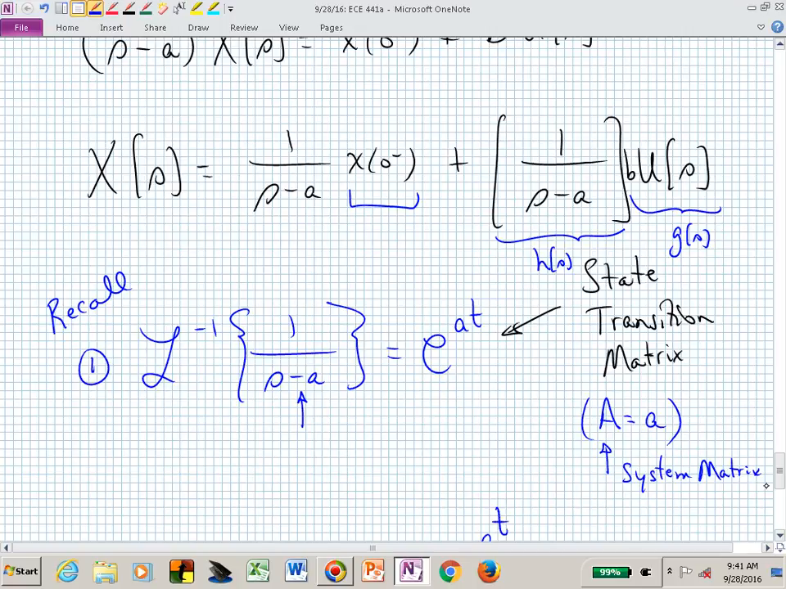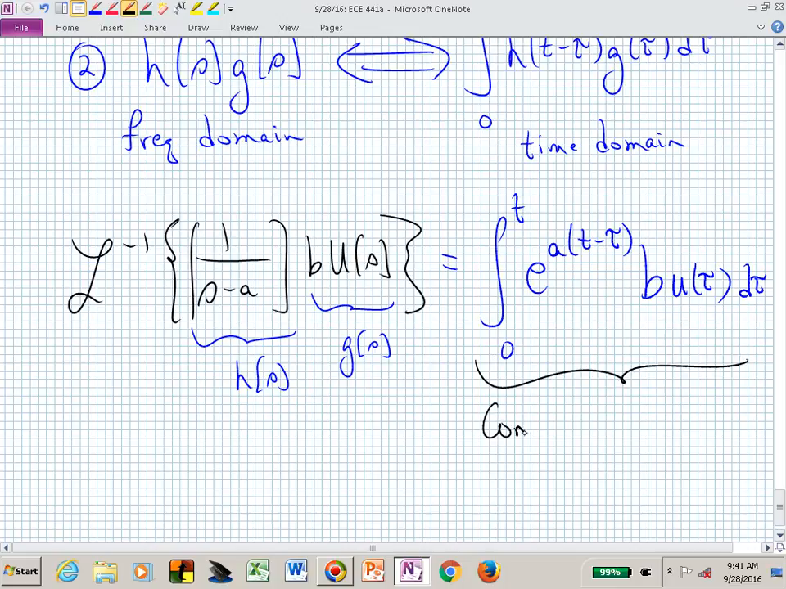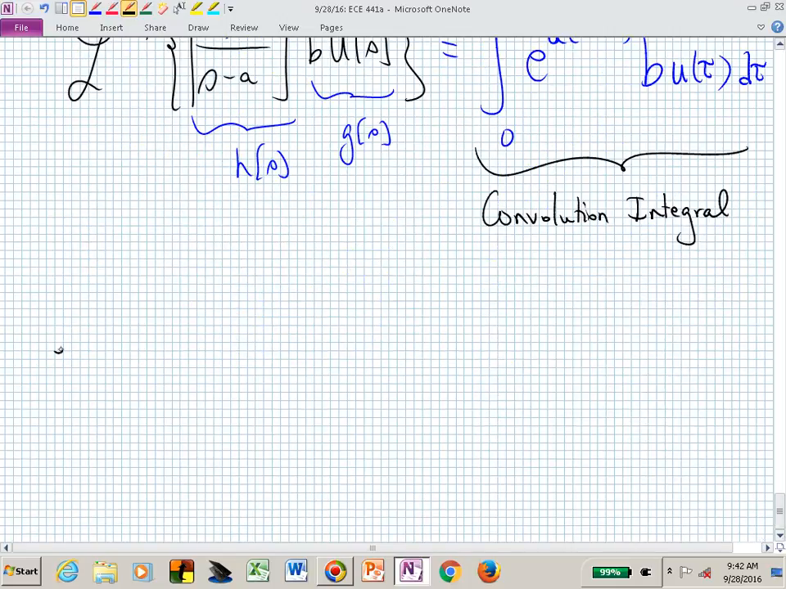Did we find the inverse Laplace transform of 1 over s minus a? That's this e to the at. So now we need to do the convolution from 0 to t of h of t minus tau, which is e to the a t minus tau, b u of tau, d tau. This is your favorite convolution integral, loosely speaking, your favorite.